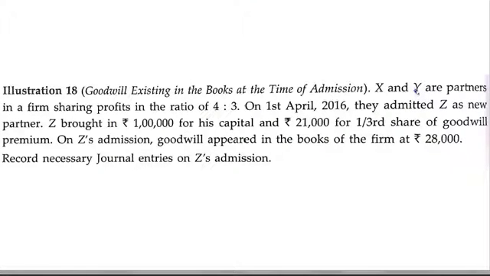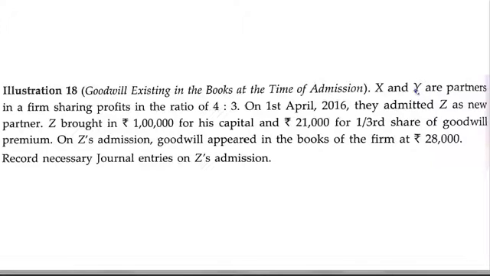The problem says X and Y are partners in a firm sharing the profits in the ratio of 4:3. On 1st of April 2016, they admitted Z as new partner. Z brought in 1 lakh for his capital and 21,000 for 1/3 share of goodwill premium. On Z's admission, the goodwill appeared in the books of the firm at 28,000. Record the necessary journal entries on Z's admission. See, this is a very simple problem. There are just 2 points which are important here.